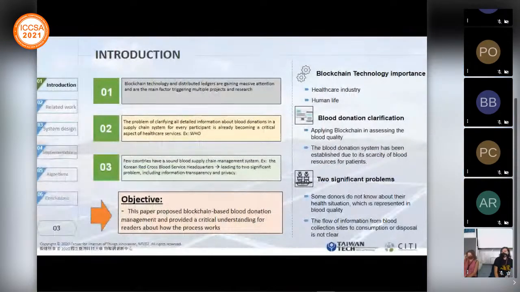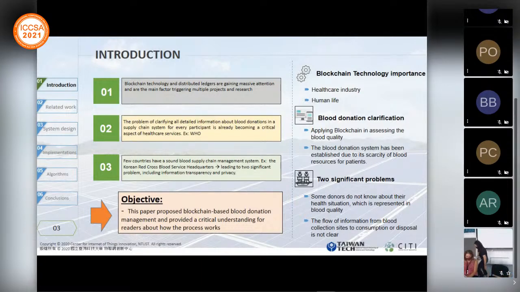As you know, blockchain technologies are increasingly known through cryptocurrency, NFT, in research, and especially in the medical industry. One issue to consider in this is blood donations. Accompanying this is the issue of clarifying the details of blood donations in the supply chain system for everyone involved. In addition, there are 2 important issues that cannot be ignored.